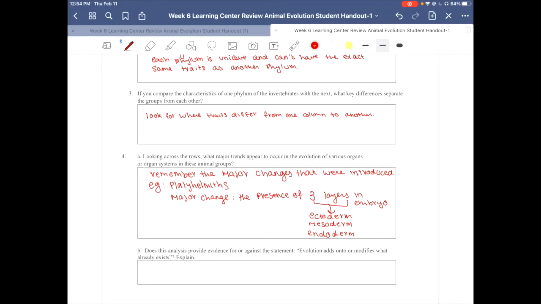Okay, so the next part is, does this analysis provide evidence for or against the statement? Evolution adds on to or modifies what already exists. What do you guys think? I would like to hear your opinion about whether it provides evidence for or against that statement.